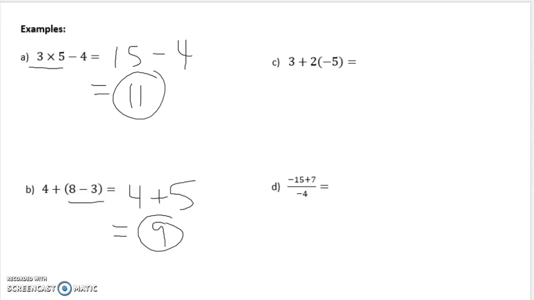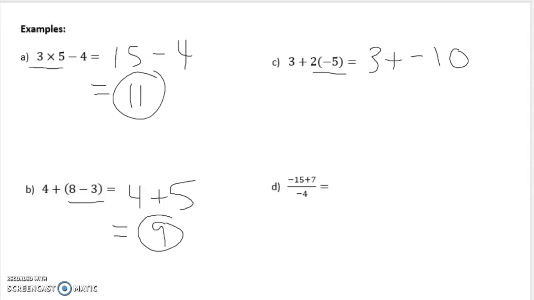C, we have 3 plus 2, and then a bracket, negative 5, close the bracket. There's nothing really to be done on the inside of this bracket. So what we want to do first is multiplying. The 3 is going to stay the 3, and it's a plus 2. But then when we look here, 2 times negative 5 gives us negative 10.